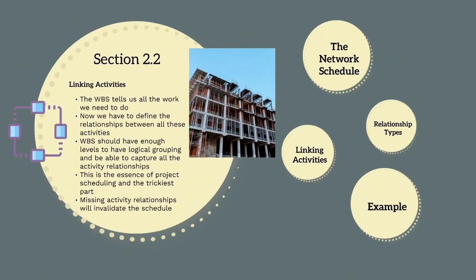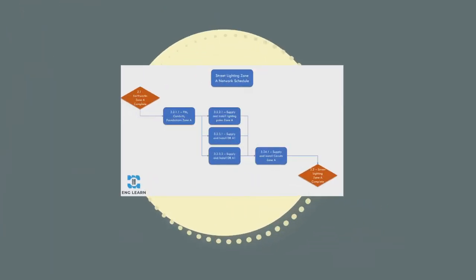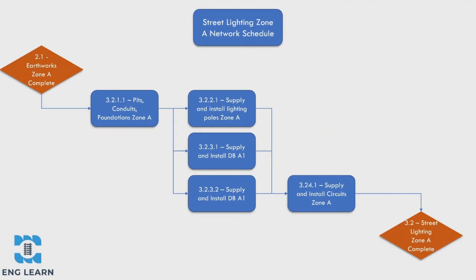So let's go through an example of the street lighting from our road project. In the previous section, we defined the work breakdown structure down to the individual work packages. To begin with, we'll ignore the overall project schedule and look specifically at the delivery of the street lighting in Zone A. Let's start by understanding the construction methodology.